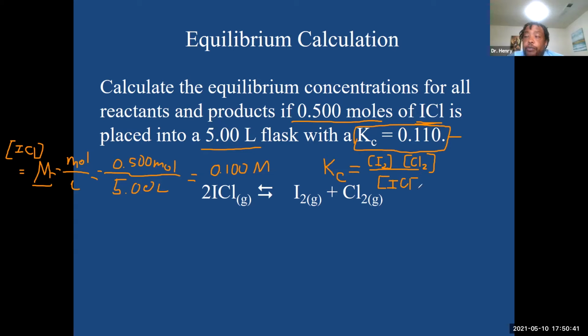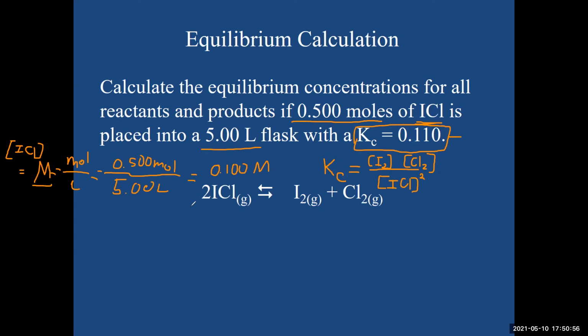But we know it has to be to what power in terms of the reactant? The second. That's right, because the coefficients we're going to use as our power. Okay, so this helps us out. So we know what the equilibrium constant is. We know what our starting concentration is. So if we have our initial concentration, what else do we need to do to get the concentrations at equilibrium?